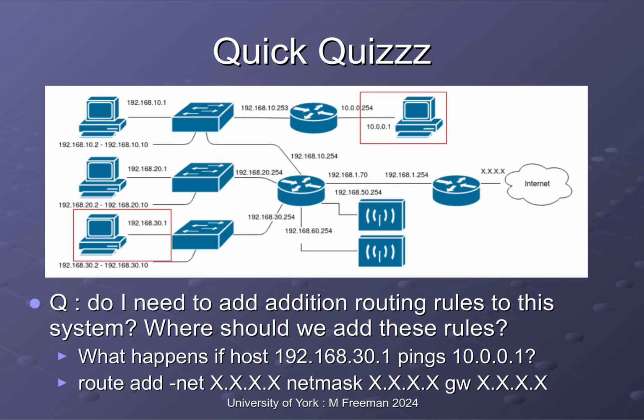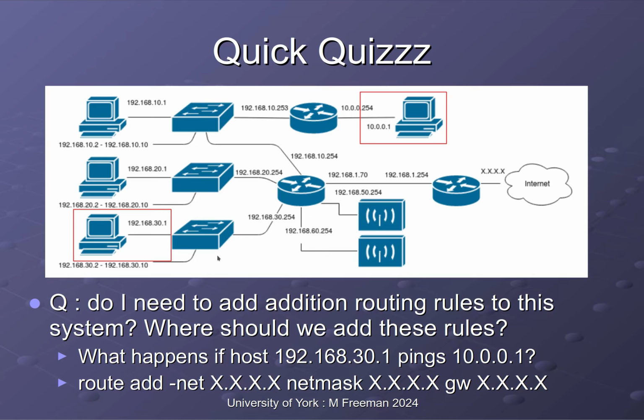Rightio then, so with a little bit of thought and adding specific routing rules to each of our routers, we can get the packets to go in our network to where we want them to go to. So we can use the route command or ip route add. I'll be using both of those in the labs to set up our Raspberry Pi systems.